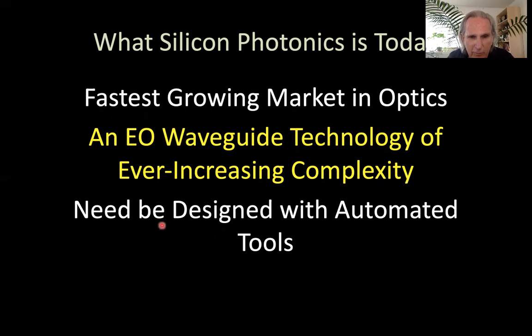But the last point here to be made is that this needs to be designed with automated tools, in part because of the complexity, in other part because of the EO devices and the detection devices that need complex doping, and the devices are small. So again, that's what silicon photonics is today.